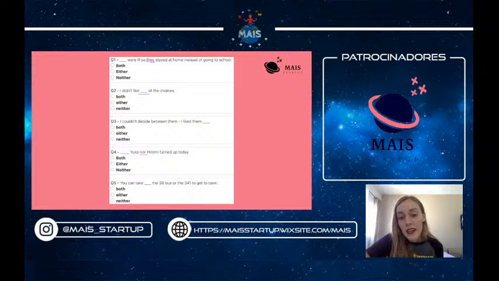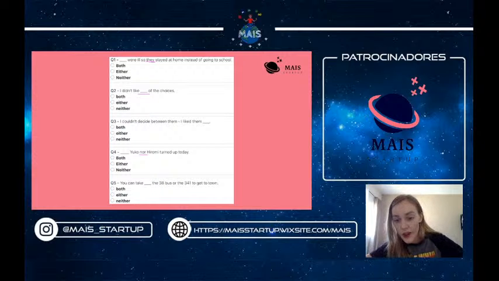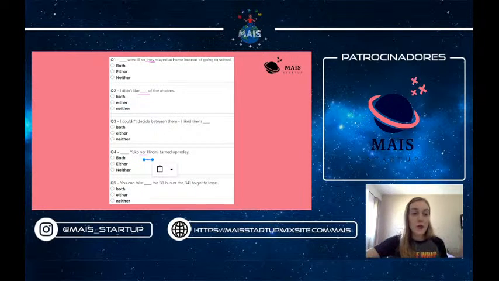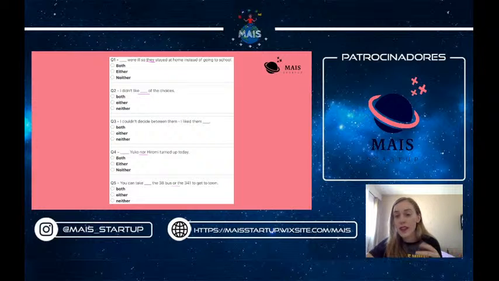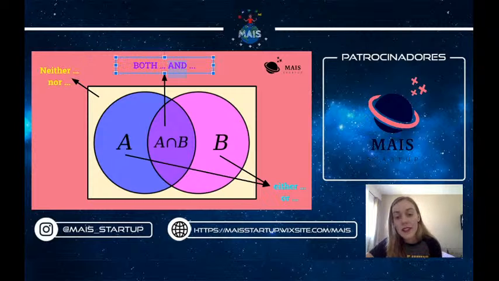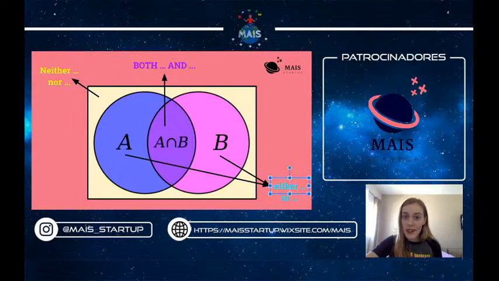Question 5, our last question regarding both, either and neither. You can take the 38 bus or the 341 to get to town. So here it's the same thing we did before. In the last question we found nor in the structure, but here we don't have nor, we have or. And in which of those do we have or in the structure? It's not in neither, it's not in both because it has and, but it is in either. It has or. So here in the last option, since it has or as one of the options, I know that it's going to be either.